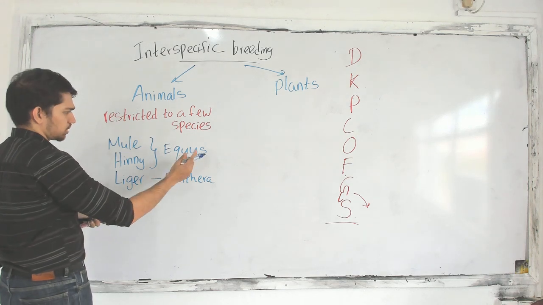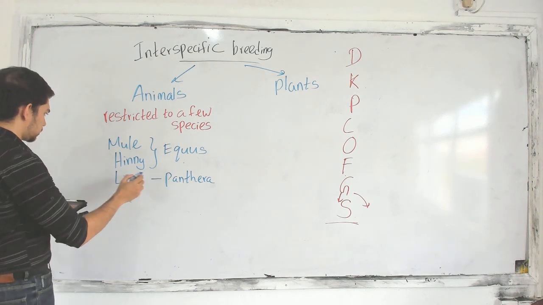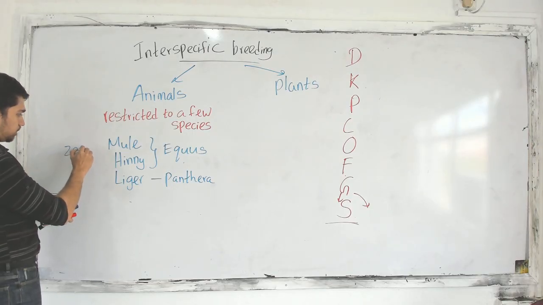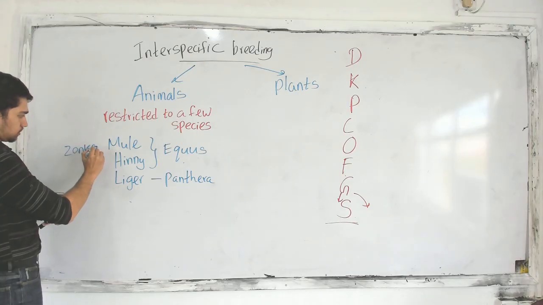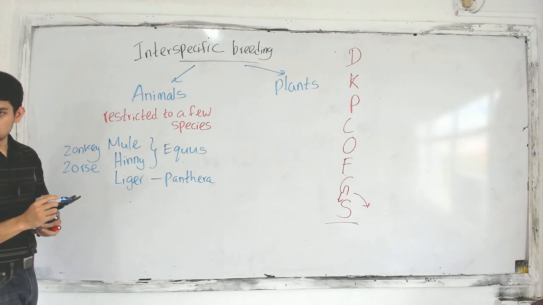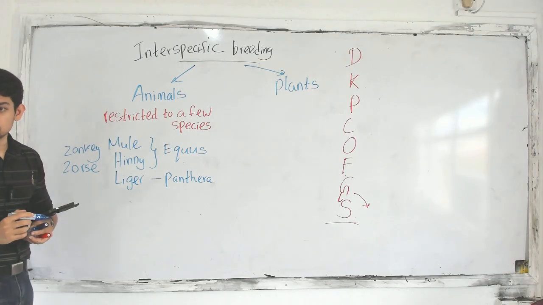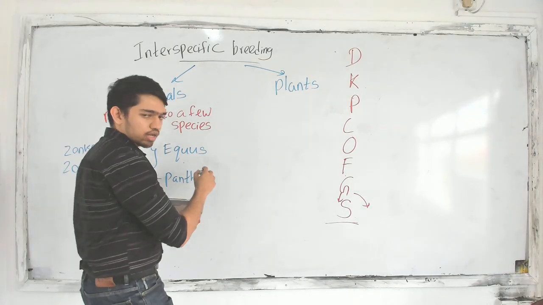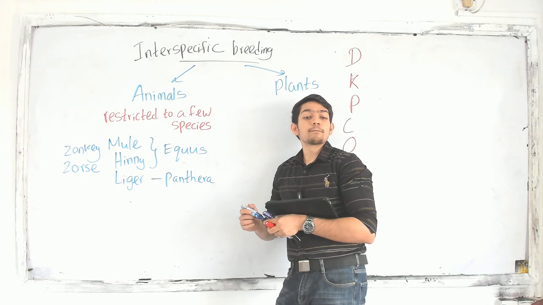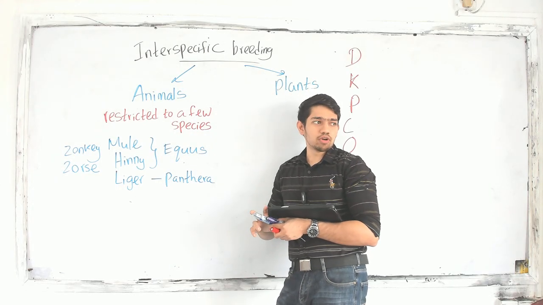Then there are also some of the genus Equus, that is Zos and Zonky. Zonky and Zos. Zebras and donkeys, horses and zebras, they are all Equus. Genus Equus. In your tute, I have given a photo of a liger.